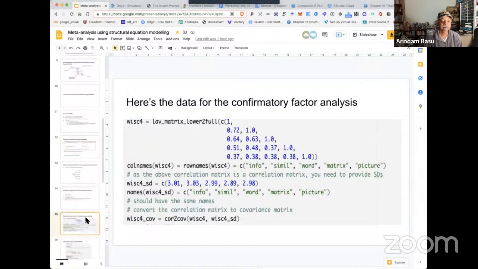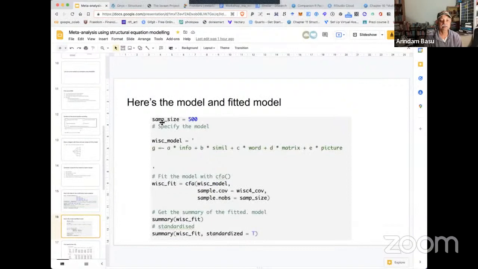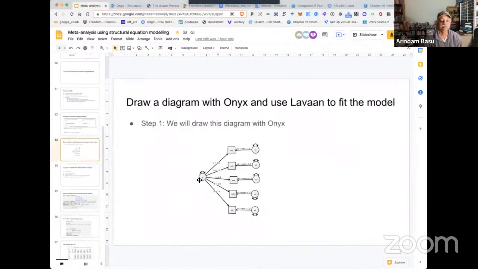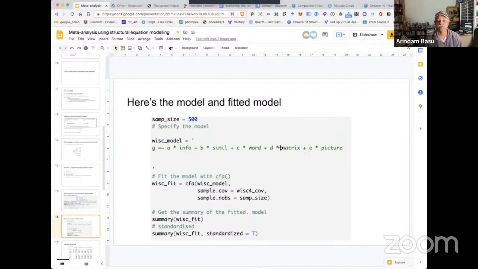In the next stage, I am now going to specify the sample size. In this case, it's 500. And here is where I'm going to specify the model. The model is that G, as you can see, the G is here, and A, B, C, D, E are the path coefficients. So A is a path coefficient for the variable info, which is the observed variable. B is the path coefficient for the observed variable simil, and so on and so forth. I have created this model. It's a single line, simple model to work with.